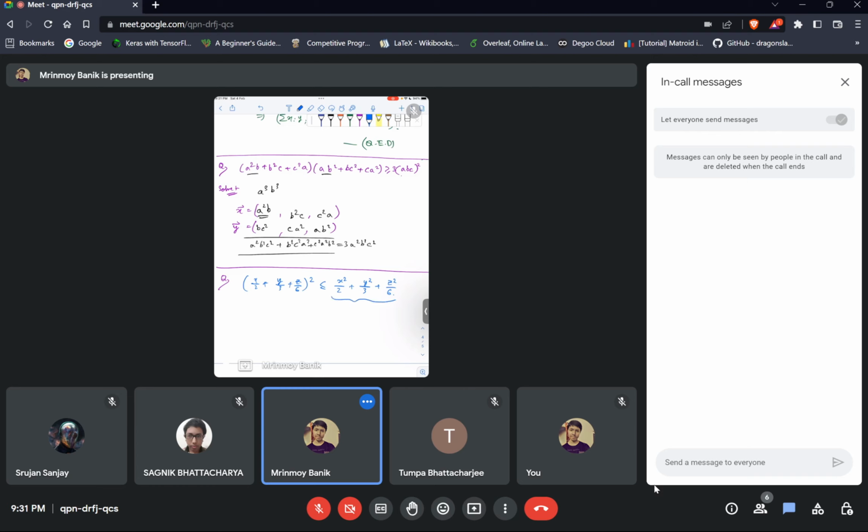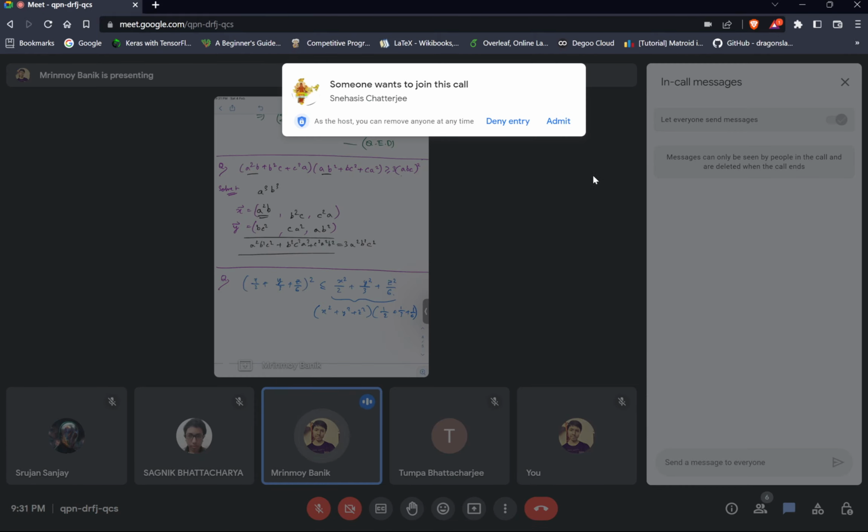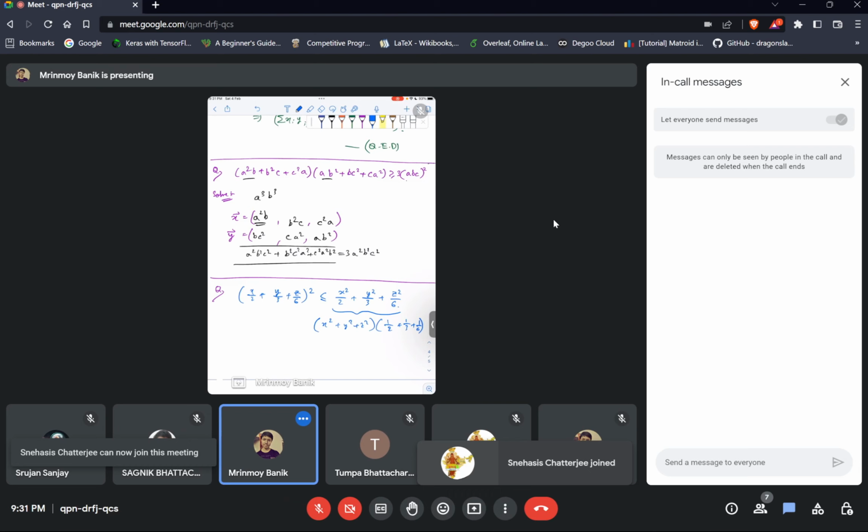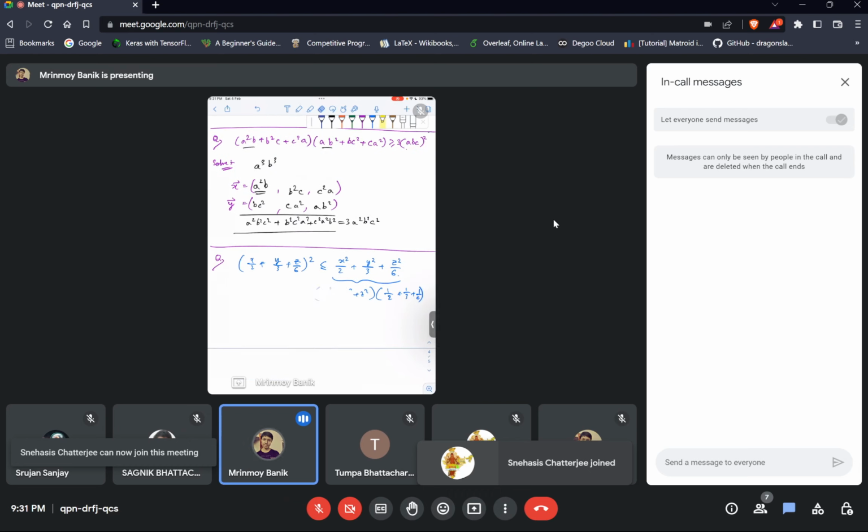So again, you can see you can break this down into x squared, y squared, z squared, and 1 by 2, 1 by 3, 1 by 6. The left hand side will match, but not the right hand side. So maybe we should simplify this a bit before applying Cauchy's rules.